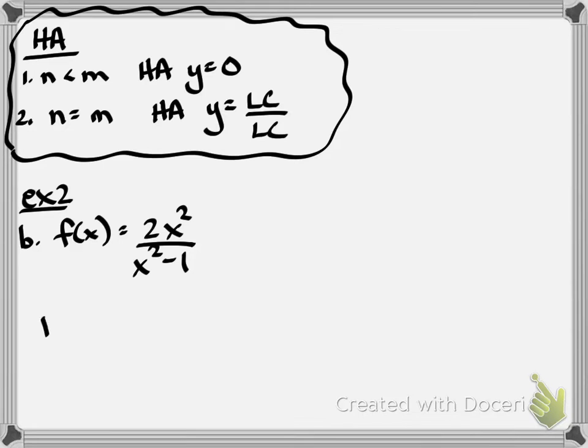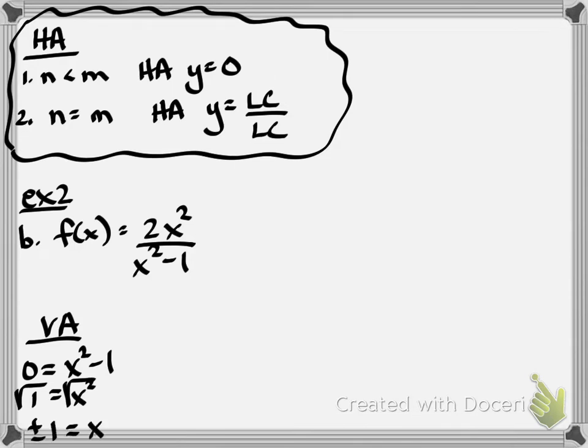So the first thing I'd like to do is find the vertical asymptotes. And the rules that we wrote down said we set the denominator equal to 0, and we solve. And we would get plus or minus 1 equal to the x. So we have 2 vertical asymptotes, one at positive 1 and one at negative 1.